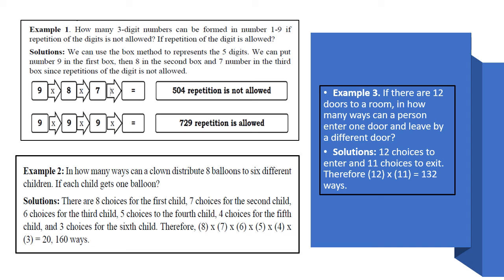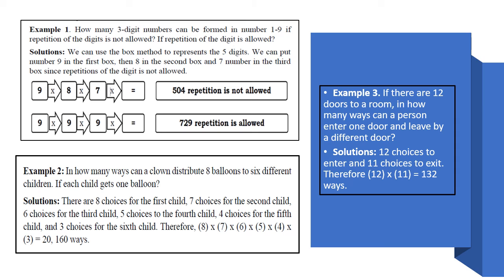Example number 2, in how many ways can a clown distribute 8 balloons to 6 different children if each child gets one balloon? There are 8 choices for the first child, 7 choices for the second child, 6 choices for the third child, 5 choices for the fourth child, 4 choices for the fifth child, and 3 choices for the sixth child. Therefore, 8 times 7 times 6 times 5 times 4 times 3 is 20,160 ways.